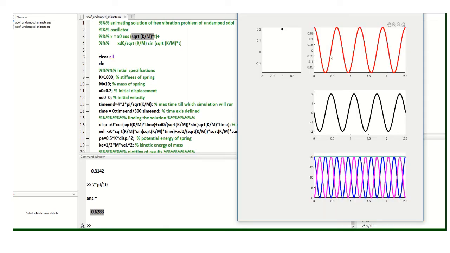After 0.6283 seconds, everything is repeating. The displacement pattern has repeated, and this velocity pattern also repeats. The velocity pattern completes one cycle over here, and then it again goes into that cycle. Then the third cycle, then the fourth cycle. I have intentionally carried out this simulation for 4 cycles.